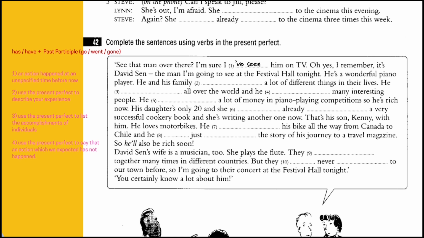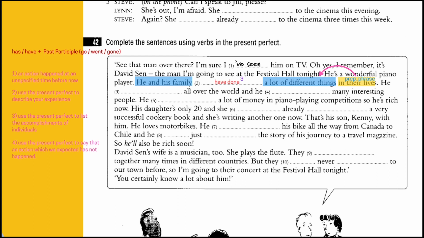Let's take a look at question number two. The first element that we have to focus on is the subject. In this question, the subject is he and his family, so we need to use the verb have. And have what? Have done lots of different things. Have done lots of different things belongs to situation number three, an accomplishment of an individual. And the part in their lives is a prepositional phrase telling you what kinds of things they have done.